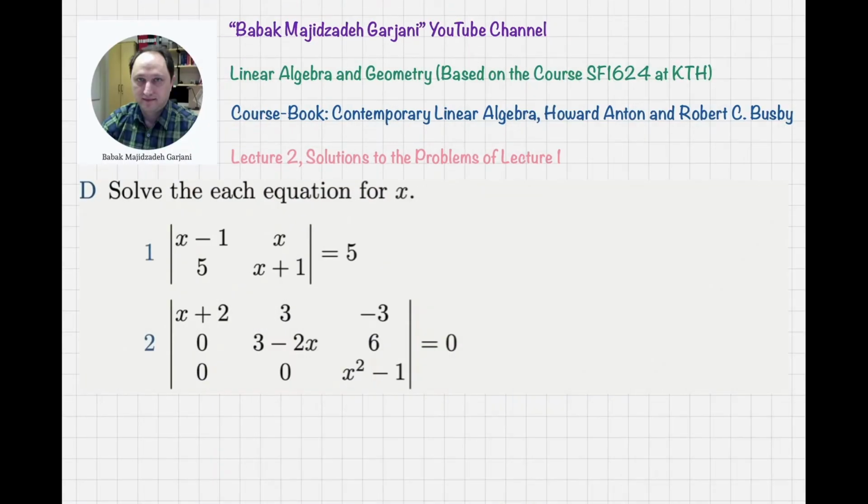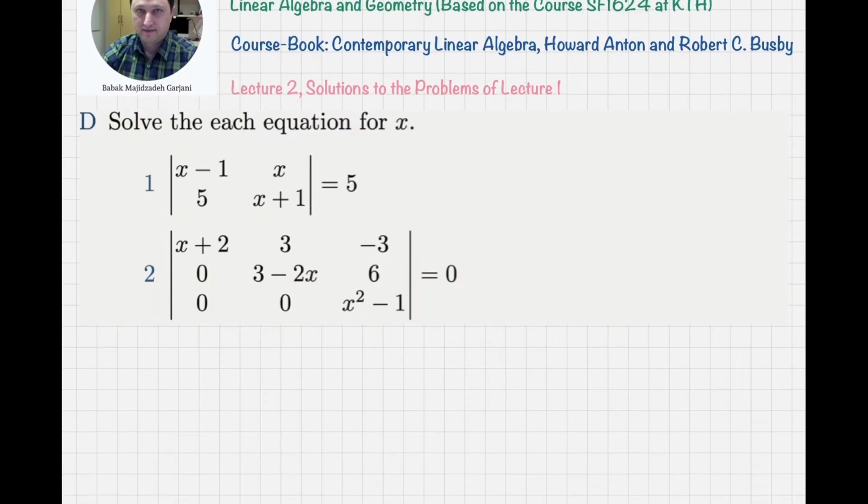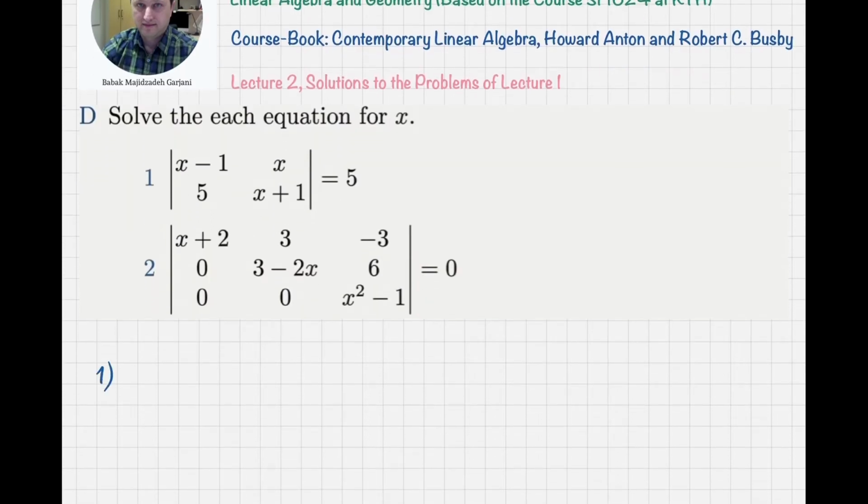Okay, let us solve the next problem. Solve each equation for x. There is no need for a calculator here. So if I want to solve the first equation, that is a 2 by 2 determinant, so I can expand this determinant, and it becomes (x minus 1) times (x plus 1) minus the product of these two numbers, which is 5x, and this is supposed to be equal to 5.